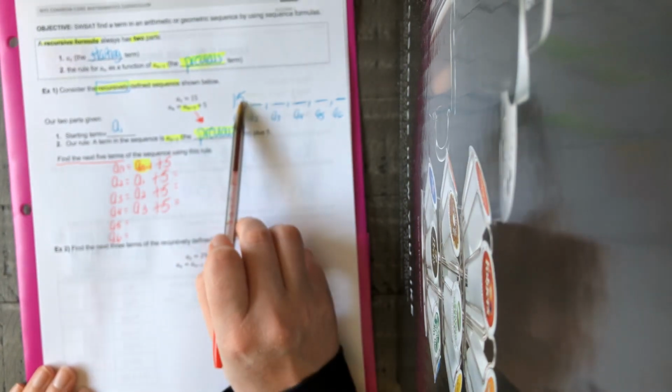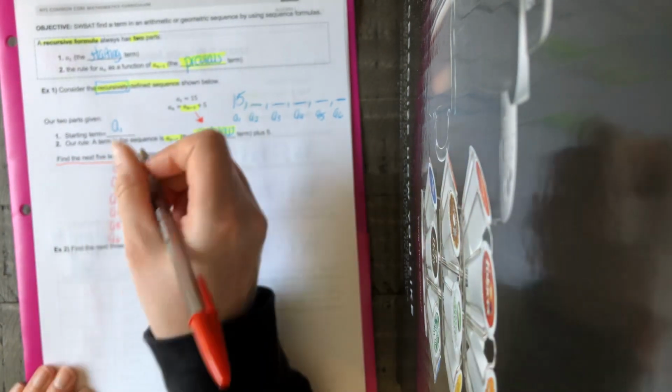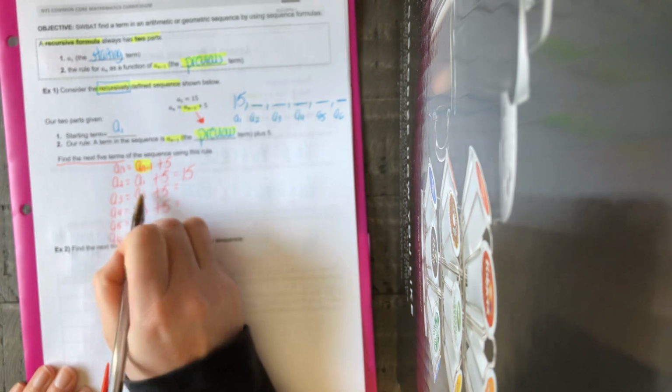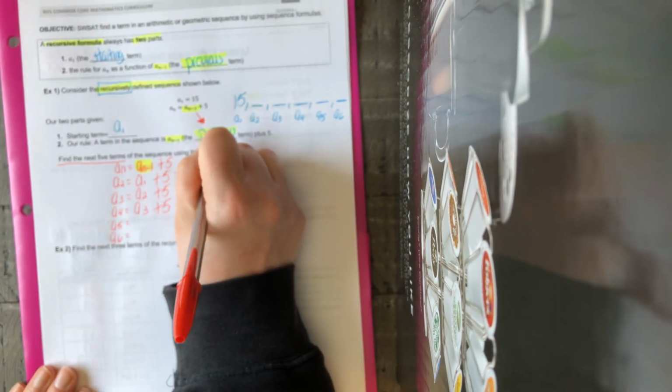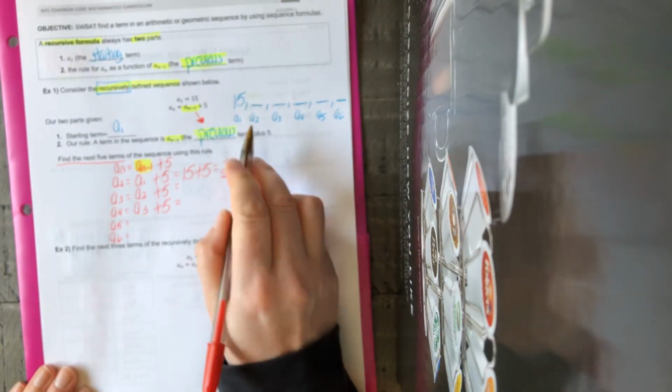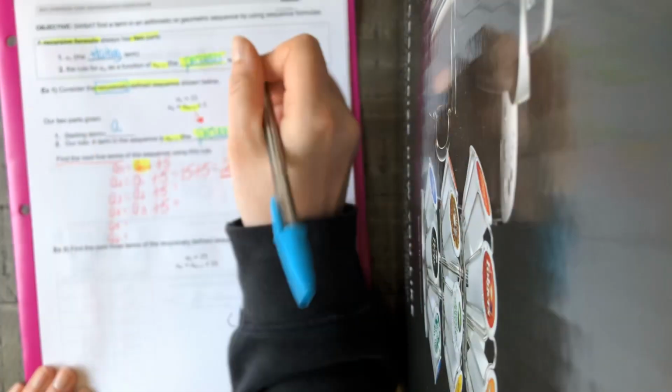And now I'm just going to plug in and solve. So what was my first term? Well, the first term was 15. So I'm going to use 15 as my first term. And then I'm going to add 5 to it. And 15 plus 5 is 20. And I'm done. I know that my second term is 20.